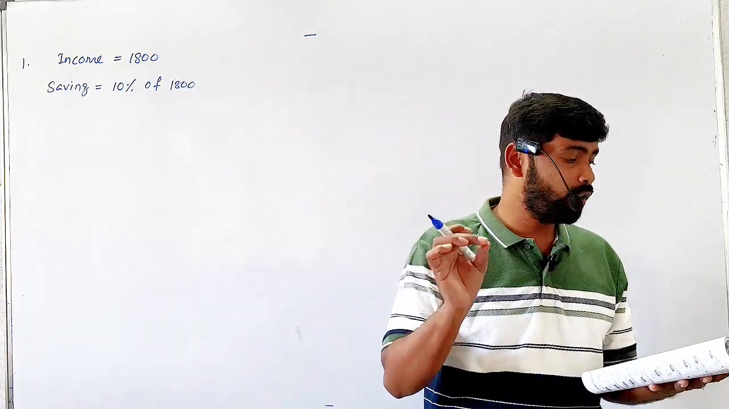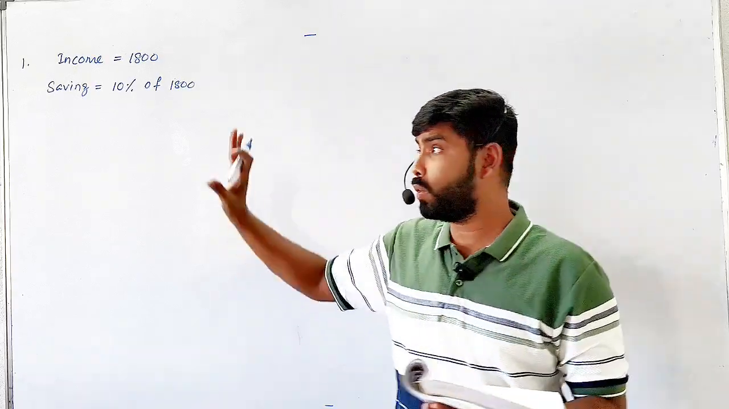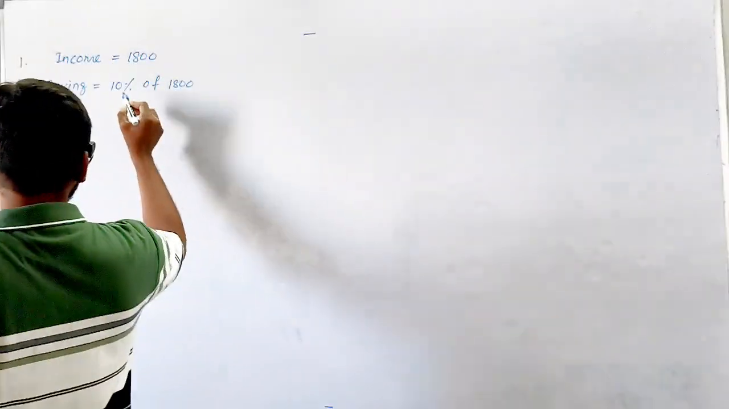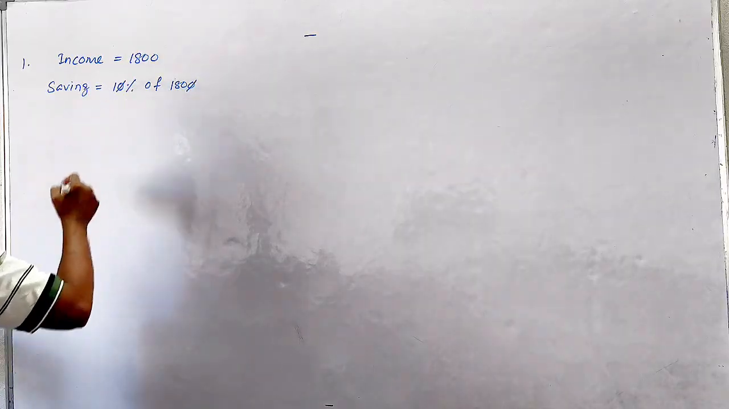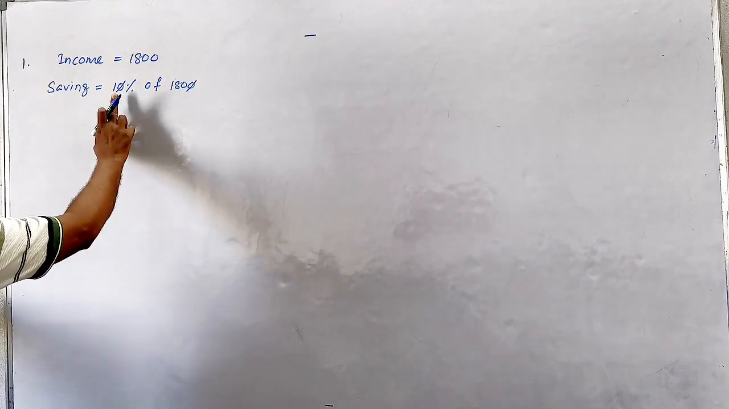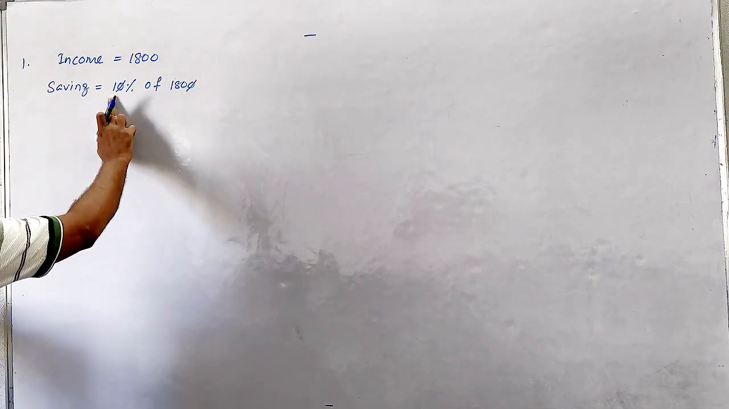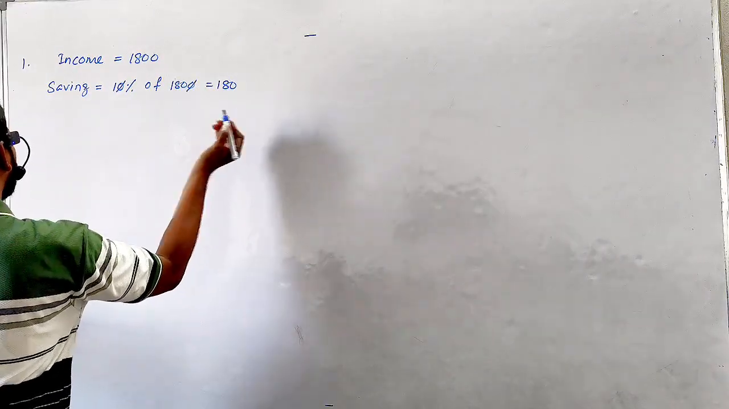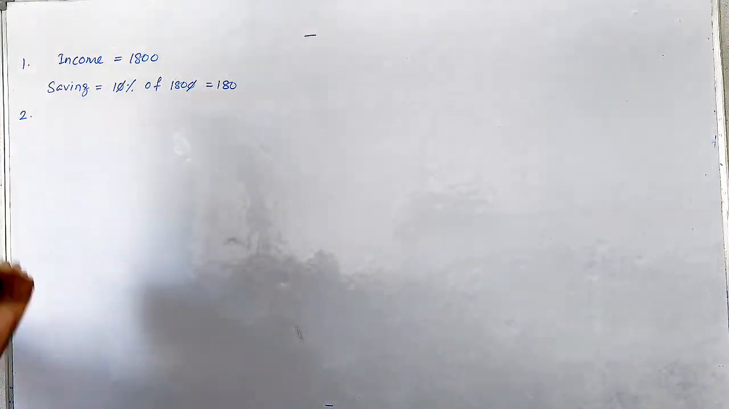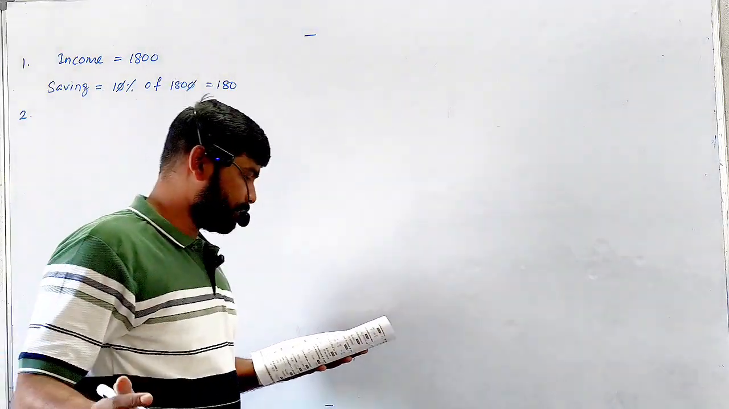But in the question it is asked how much does he save. So only the saving amount we have to find out. That means 10% of 1800. Here the zeros cancel. This is our shortcut trick. Then of means multiplication, right? 1 into 180. 180 rupees is his saving. This is your answer.